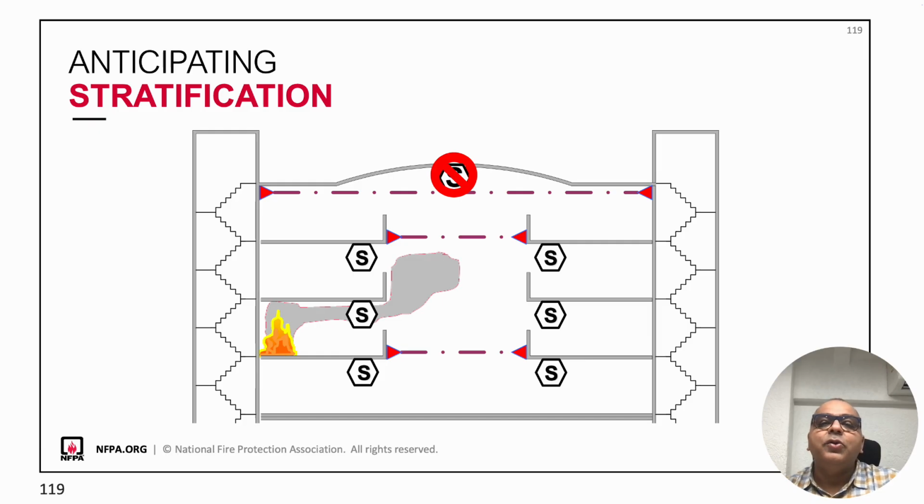This slide shows that even small fires can create localized smoke layers that never reach the ceiling detectors. Designing for stratification means placing detectors where smoke is actually expected to travel and not just at the top.